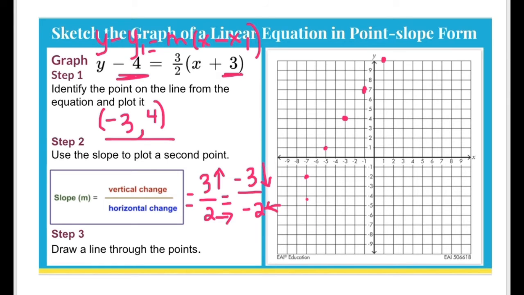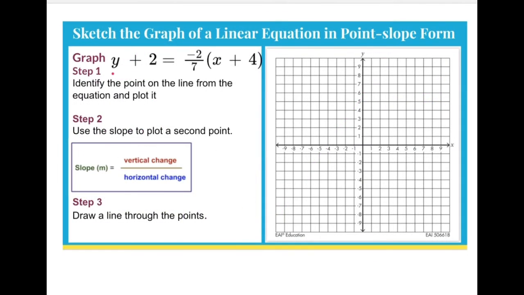And let's keep going. Go down 3, right 2, and then let's connect the points. So this is the line that represents the equation y minus 4 equals 3 over 2 times the quantity of x plus 3.